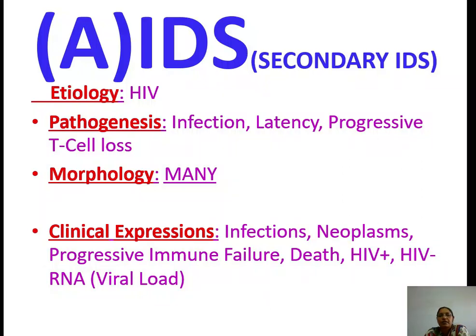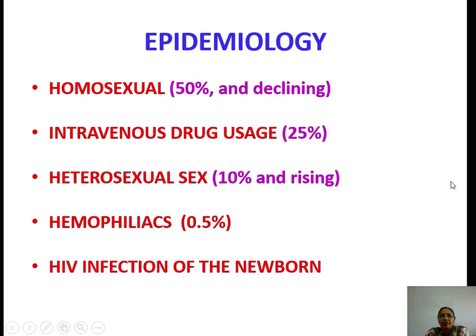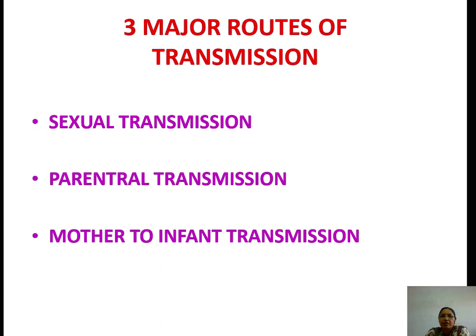Good morning, students. Last time we discussed transplant rejection, and we start with AIDS or HIV. So we continue with it. AIDS, as you all know, is acquired immunodeficiency syndrome. The three major routes of transmission are sexual transmission, parenteral, and mother-to-infant transmission.